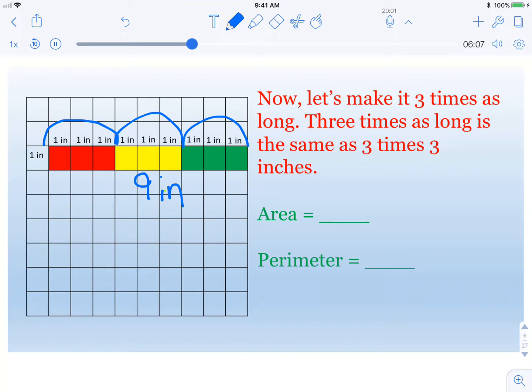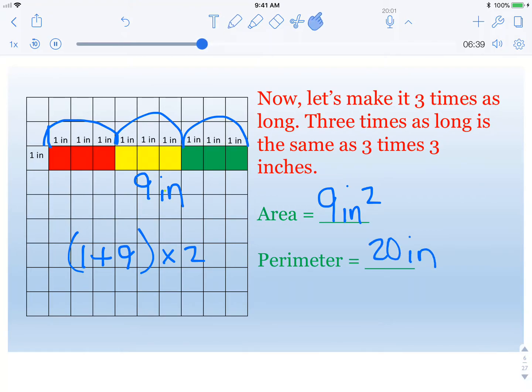Find the area. 9 times 1 is 9. What's my label going to be? 9 inches squared. What's the perimeter? Well, let's try it differently this time. Let's say 1 is our width, 1, plus our length, 9, times 2. So 9 plus 1 is 10. 10 times 2 is 20. So the perimeter is 20 inches.